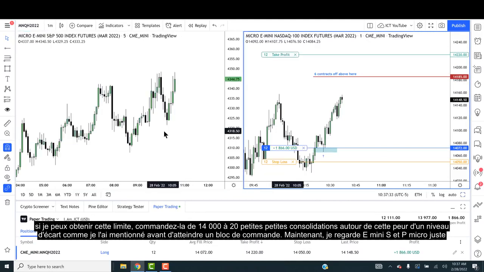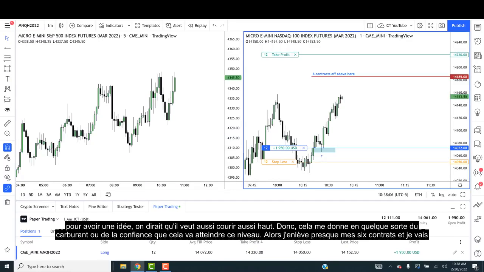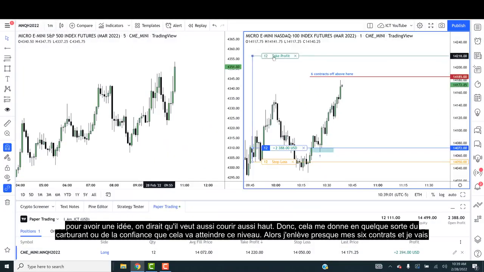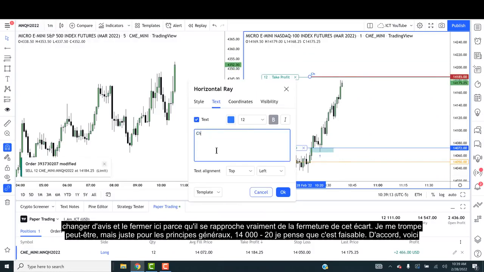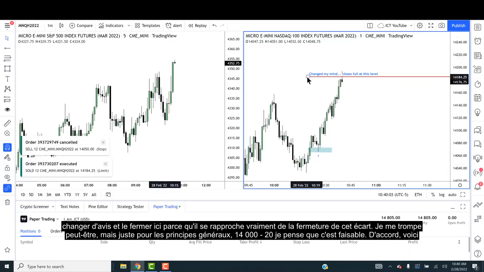Reaching into an order block now. I'm looking at E-mini S&P micro just to get a feel. Looks like it wants to run as high as well. So it kind of like gives me fuel or confidence that this is going to run up into that level. So I'm getting ready to take my 6 contracts off. And I'm going to change my mind and close it here because it's getting real close to the closure of that gap. I might be wrong, but just for general principles, 14,220 I think is doable.